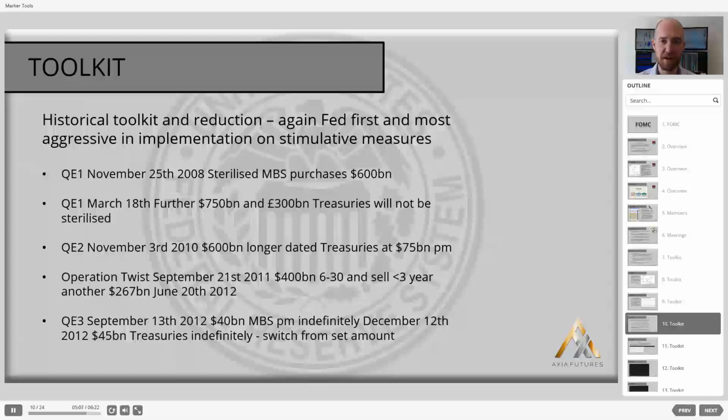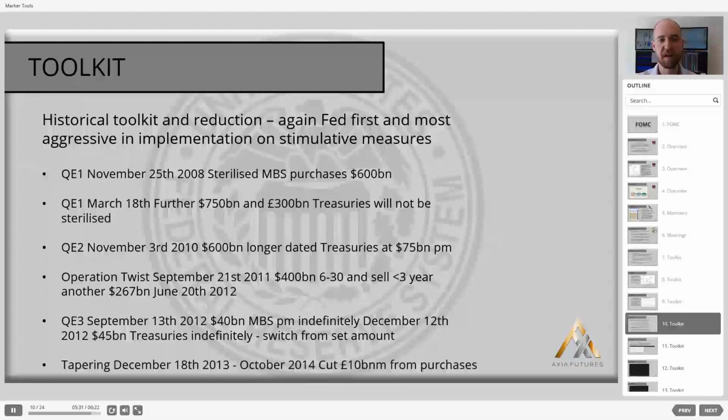Something that the ECB has copied, but in a slightly different format. The ECB, by putting a date that the QE would end and then consistently extending that date, is effectively doing the same thing, creating indefinite buying. The only difference being that the ECB has never been explicit that their buying would be indefinite.